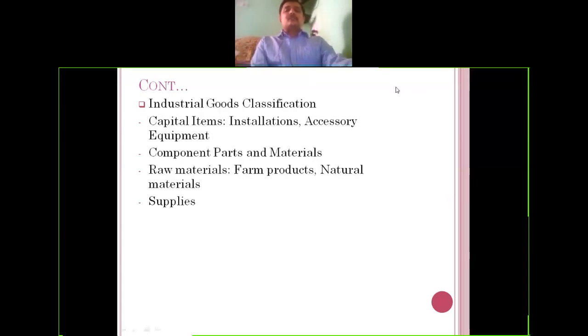Right, so with this note, we have been able to complete the types of products completely. Thanks to everyone.